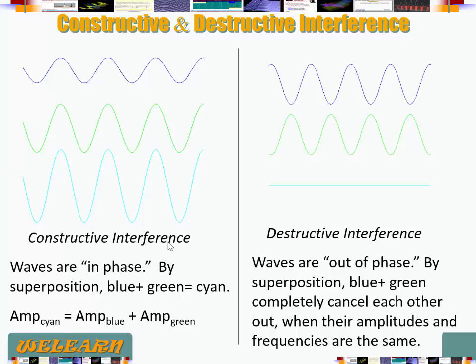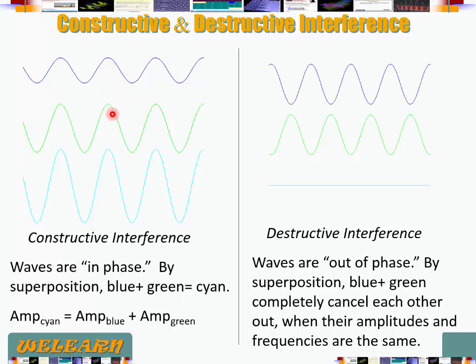Okay, let's discuss constructive and destructive interference in more detail. We have two waves, the blue and the green one here. They are not of the same amplitude, but they have the same wavelength. Since they are traveling in the same medium, we can also infer that they have the same frequency, same wavelength and same frequency.